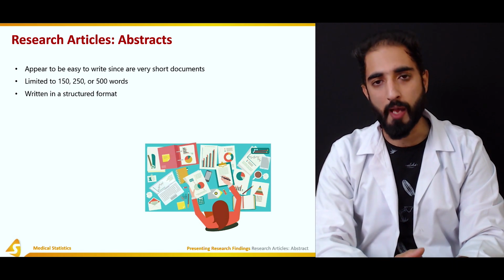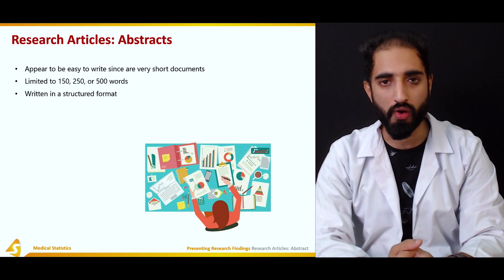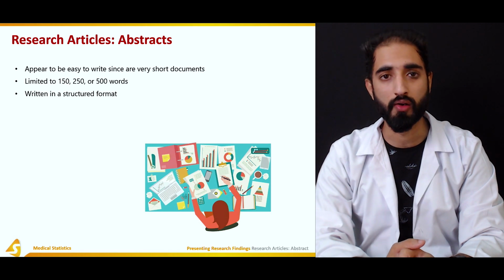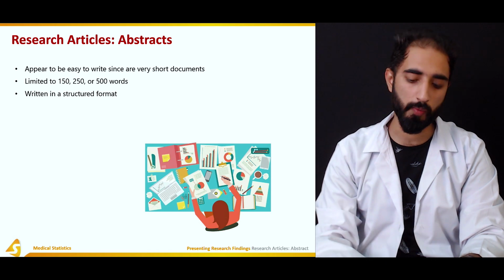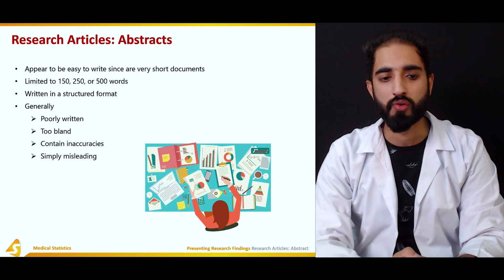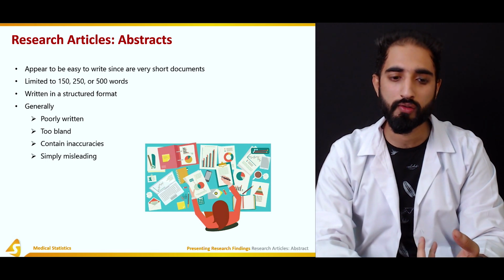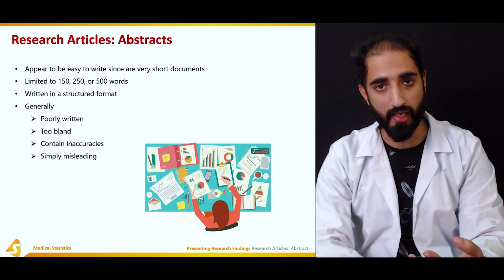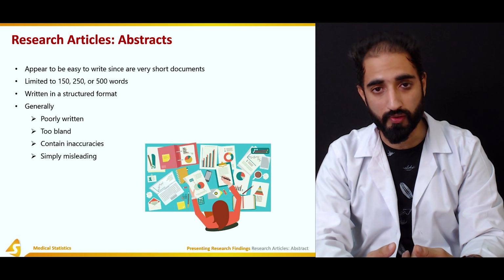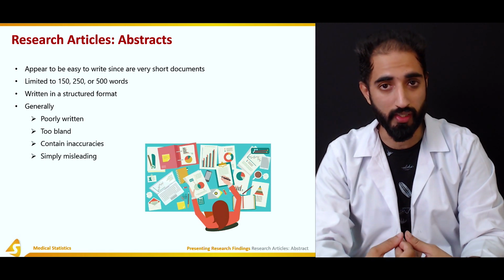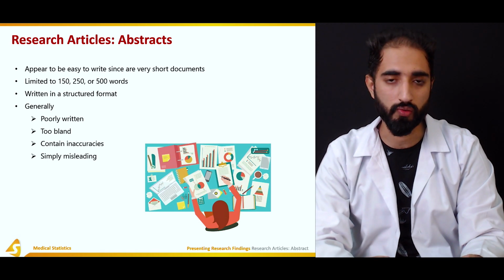So usually an abstract is written in a structured format, but some journals also require a non-structured abstract overall, or require a non-structured abstract for some specific types of manuscripts. Generally, abstracts are poorly written, too bland, they contain a lot of inaccuracies, and they are simply misleading, based on the fact that it's very small and we think it would be very easy to write, but the reality is actually contrary to the popular belief.